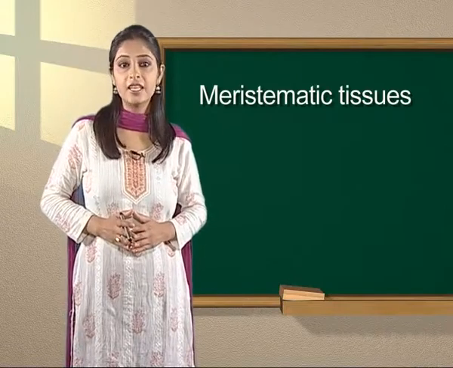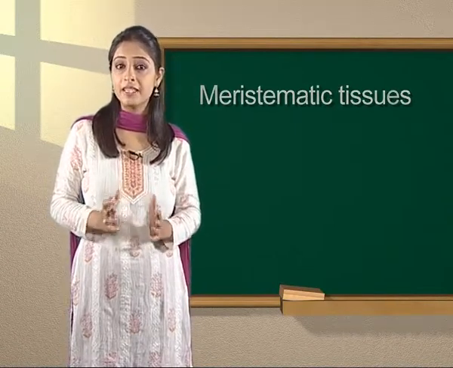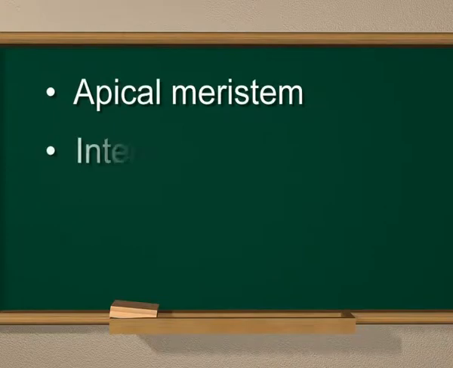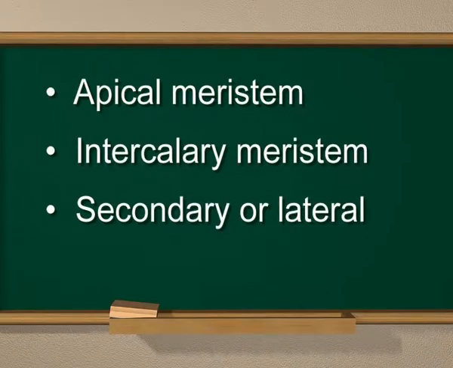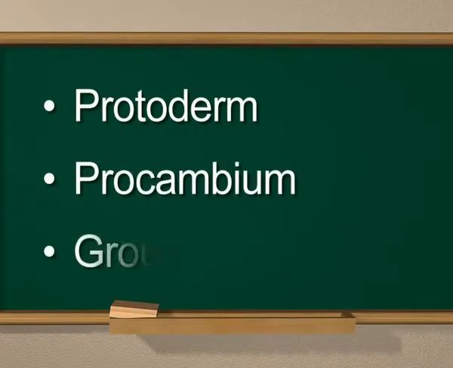Meristematic tissue is formed by undifferentiated embryonic cells called meristematic cells. Depending on the region where they are present, meristematic tissues can be classified as apical meristem, intercalary meristem, and secondary or lateral meristem. On the basis of the functions, meristematic tissues can be classified into protoderm, procambium, ground meristem.